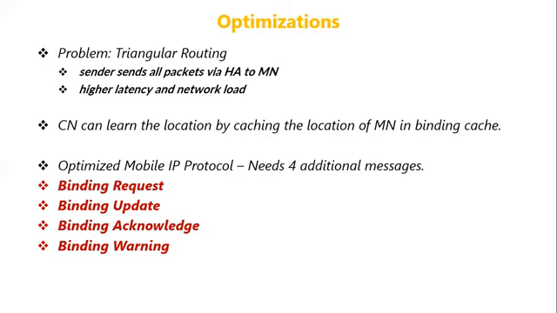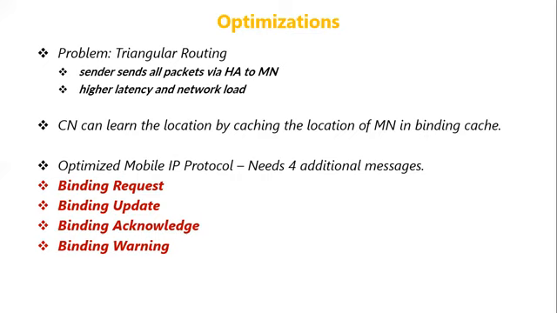Okay, fine. Next is binding update. What is binding update? This is basically the response to the binding request. Whenever a binding request comes, the HA checks whether the current location of the MN can be revealed or not. If the current location can be revealed, then the HA, home agent, will respond with the binding update.